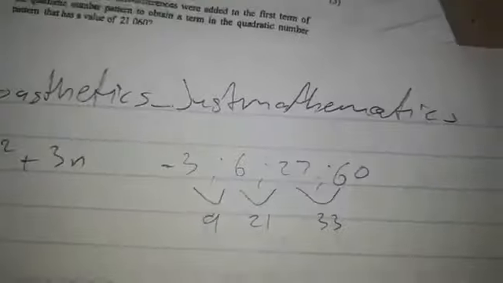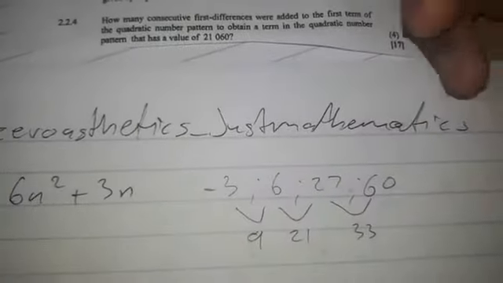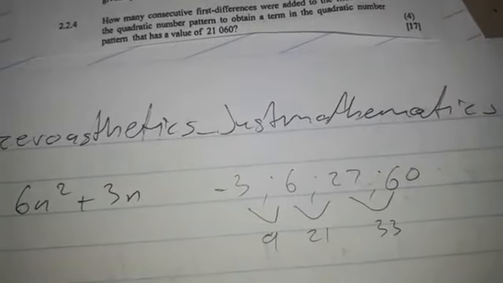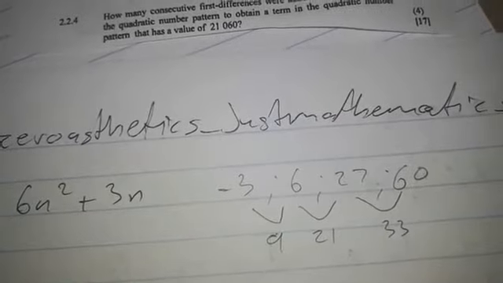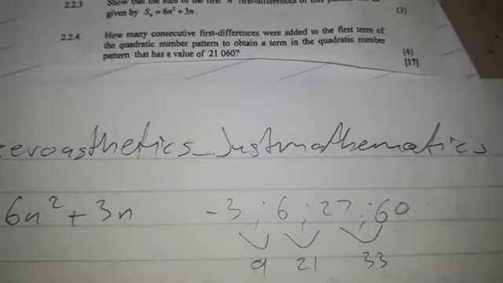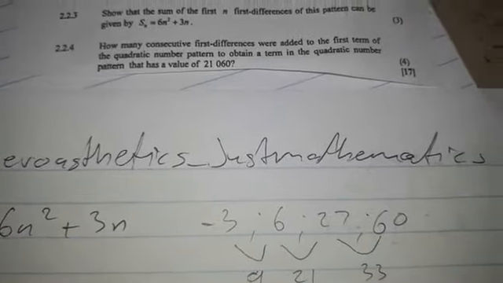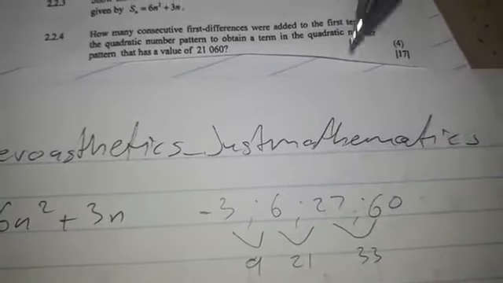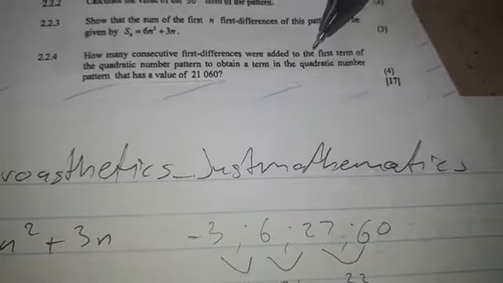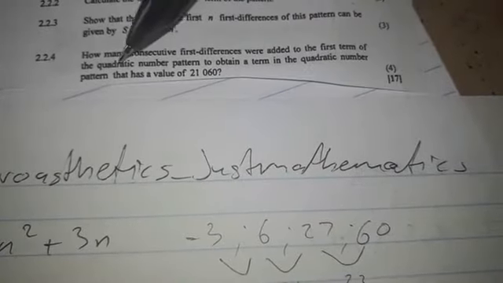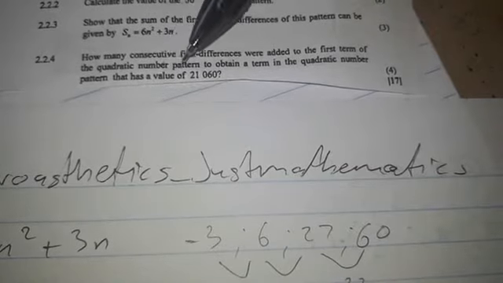So I'm going to take this question nice and slow. I'm not going to rush for anybody. What I'm doing is what you also want to do: if a question is not clear, read it over and over. Here I'm not in an exam, so I can't just move on, but if I was, I would have moved on and come back to this later. But anyways, it says how many consecutive first differences. So how many of these first differences were added to the first term of the quadratic number pattern?